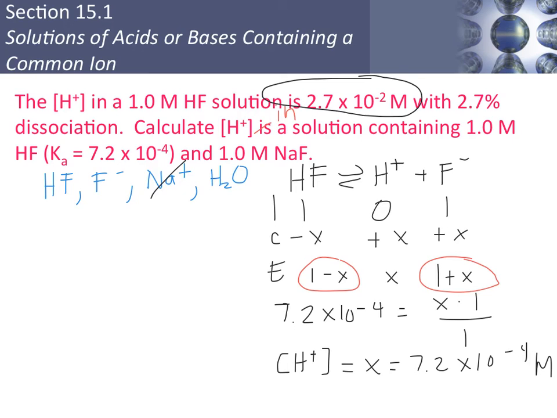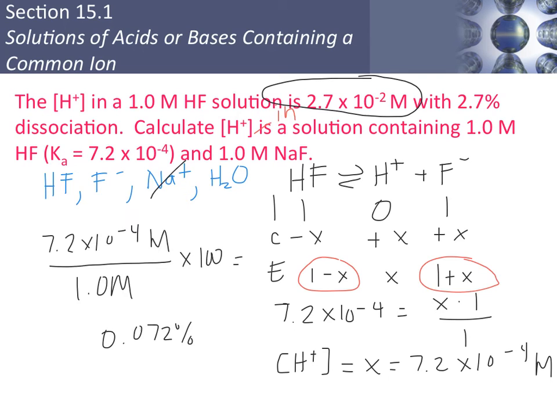We can also compare the percent dissociation in our new solution. If we compare our value of x to the original concentration of the hydrofluoric acid, we see 0.072% dissociation. Compare that to 2.7% dissociation for just a solution that contains hydrofluoric acid. The addition of the fluoride ion has shifted the equilibrium to the left, creating much less hydrogen ion and much lower percent dissociation for the hydrofluoric acid.